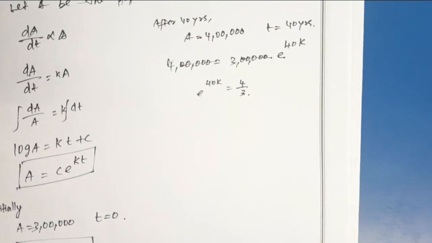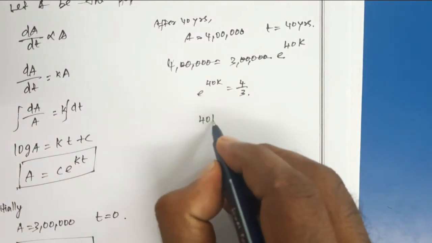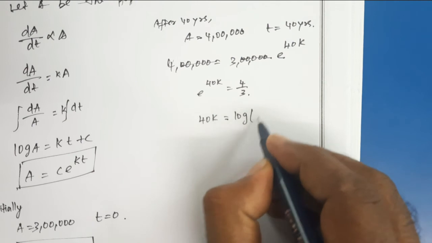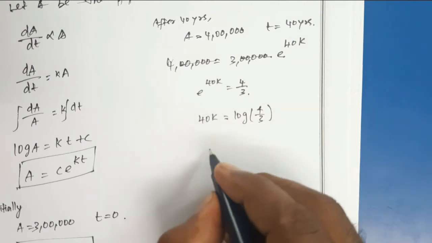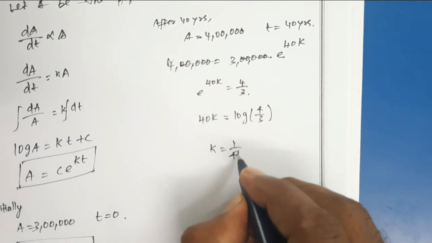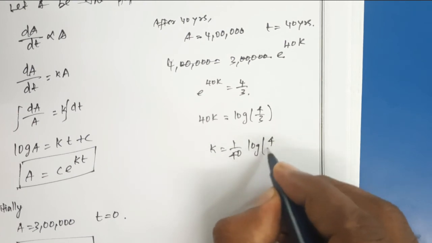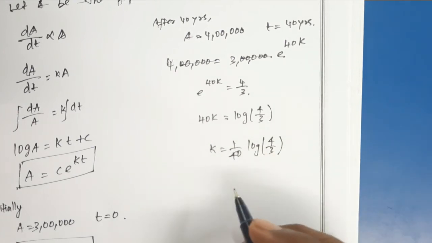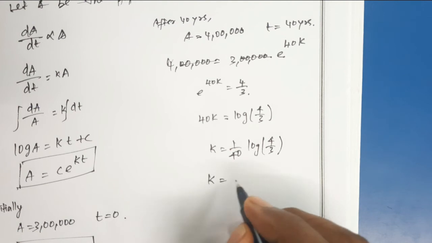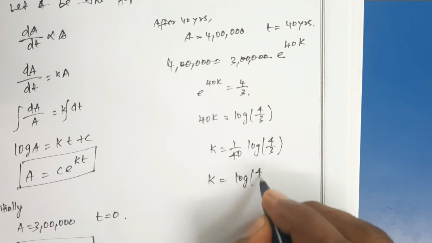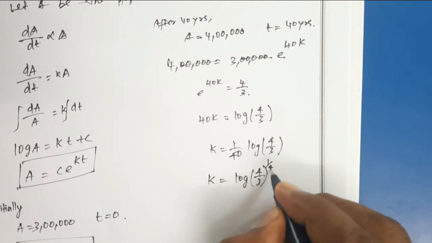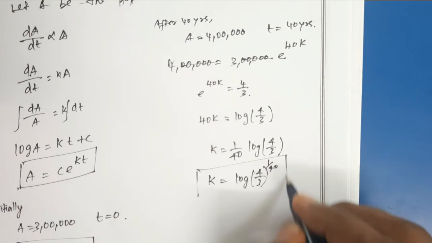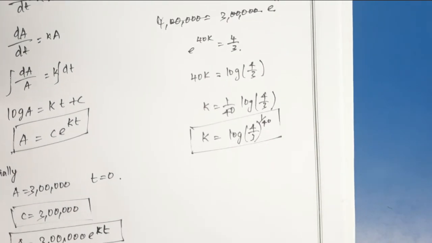Taking log on both sides, we get 40k is equal to log 4 by 3. So k is equal to 1 by 40 log 4 by 3. This can be written as k equal to log of 4 by 3 the whole power 1 by 40. This is the value of k.